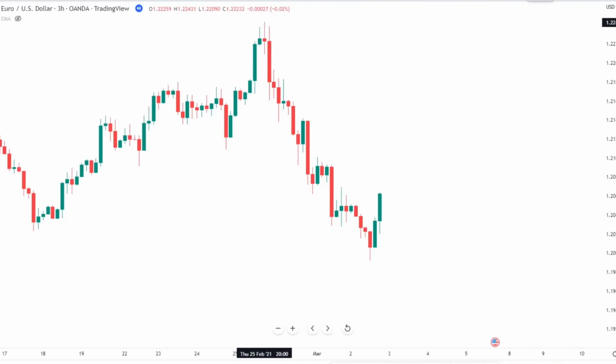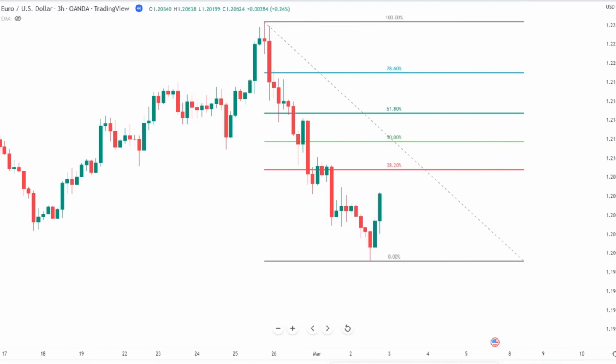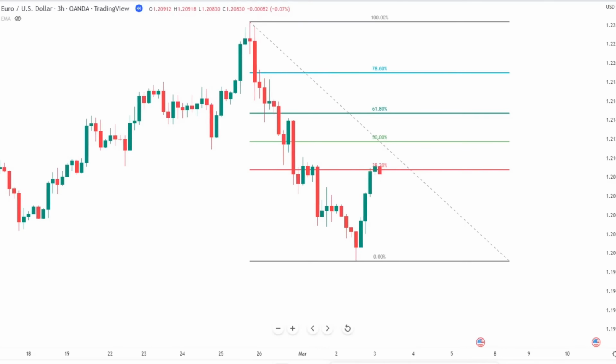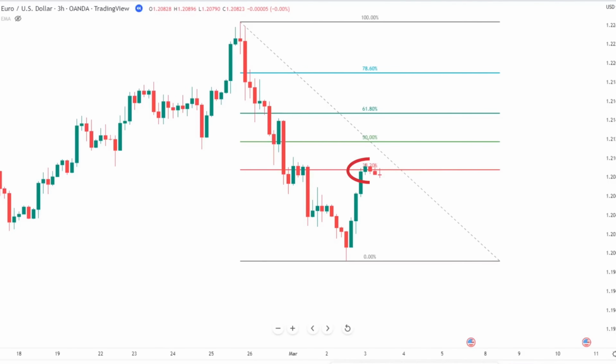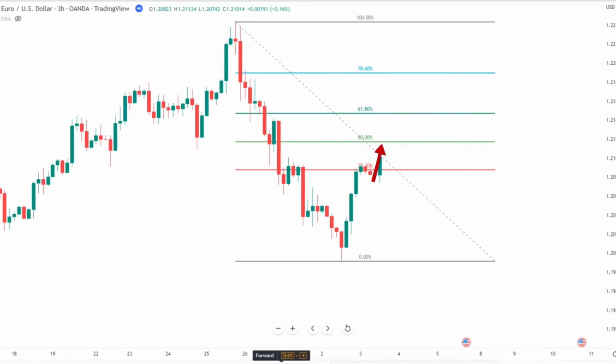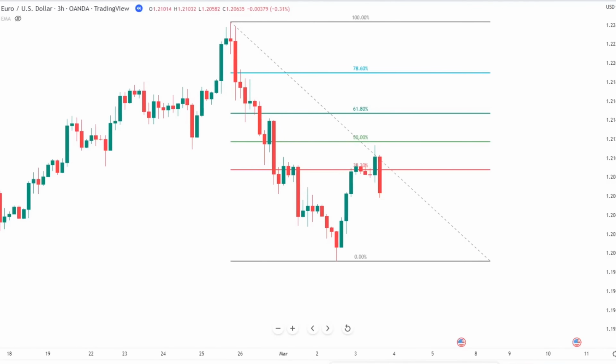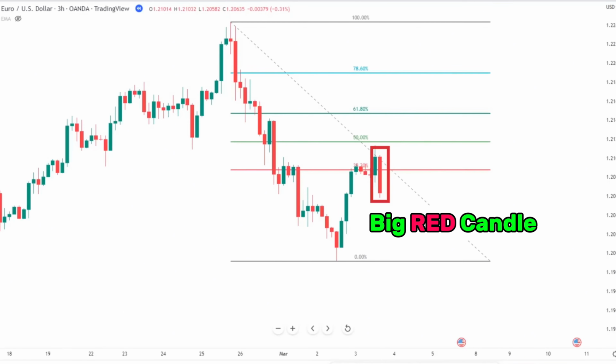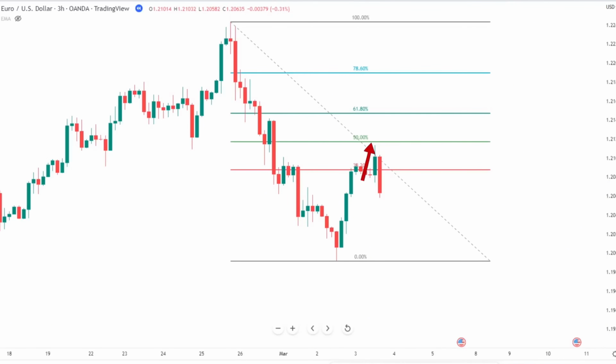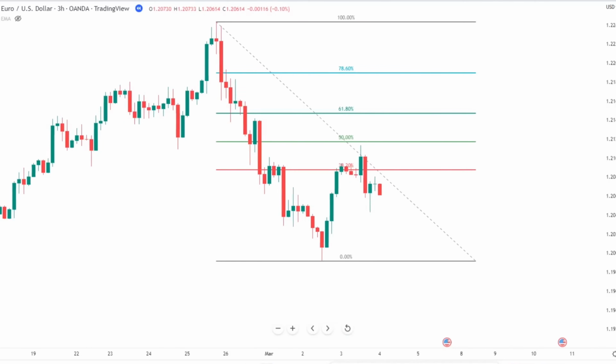Apply the tool by connecting the swing high to the swing low and drag it to the right. We wait for a reaction at the levels. As the price approaches 38.2%, several small candles fail to break above it. Then, a green candle breaks through but is immediately followed by a large bearish engulfing candle. This shows that while buyers tried to push the price up, sellers came back much stronger. This momentum shift at a Fibo level is a high probability sell signal.